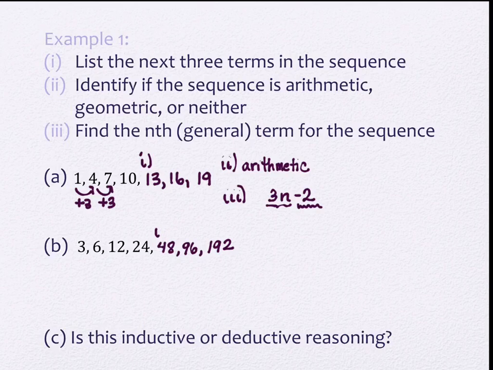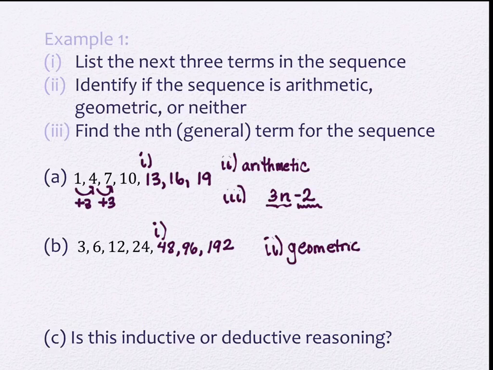All right, and that's 1. All right, so this is step 1. Find the next 3 terms. We did that. All right, is it arithmetic or geometric? Geometric. It's geometric. What did you do to get from term to term? Multiplied by 2. You did. You multiplied by 2. So this is geometric.